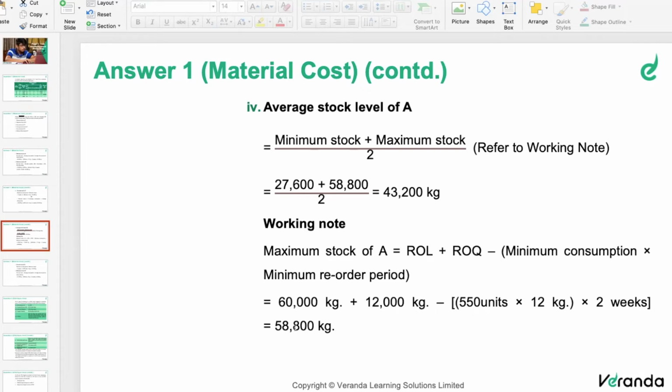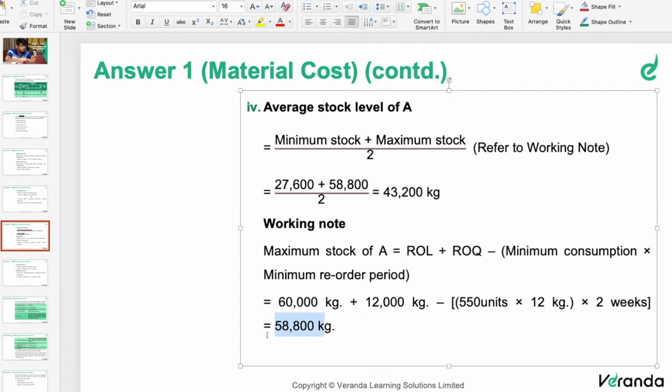Any doubt with respect to maximum level stock? Understood or not? Yes, sir. Therefore, answer for the average level is maximum level plus minimum level divided by 2. Minimum level already we got in the first requirement, 27,600 plus maximum 58,800 divided by 2 is equal to 43,200 is the average level. Understood? Are you comfortable? Yes, sir.